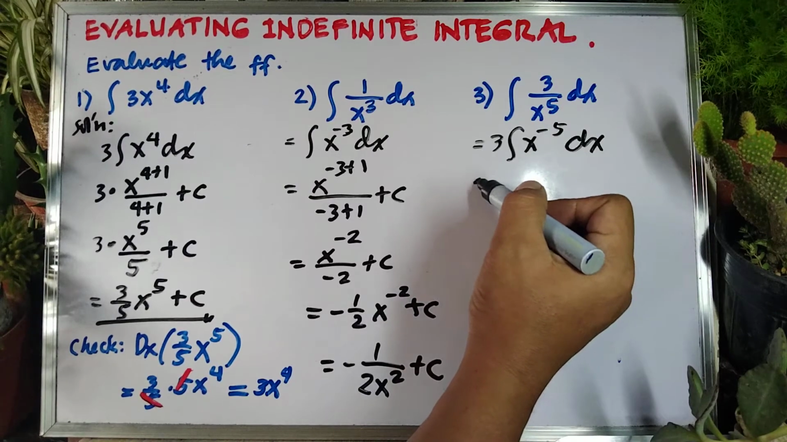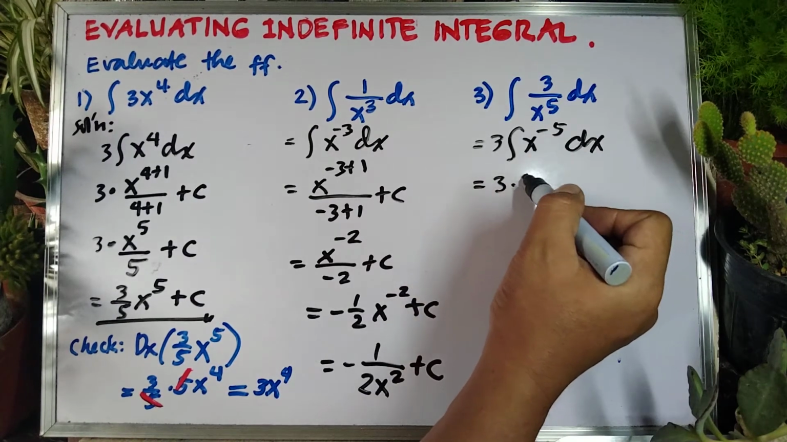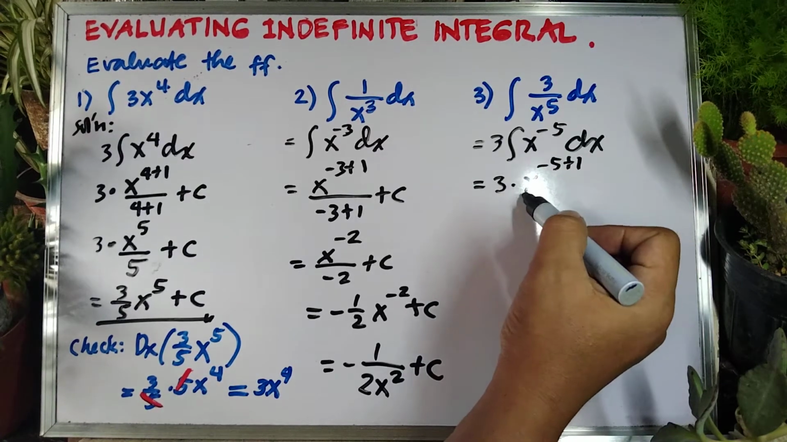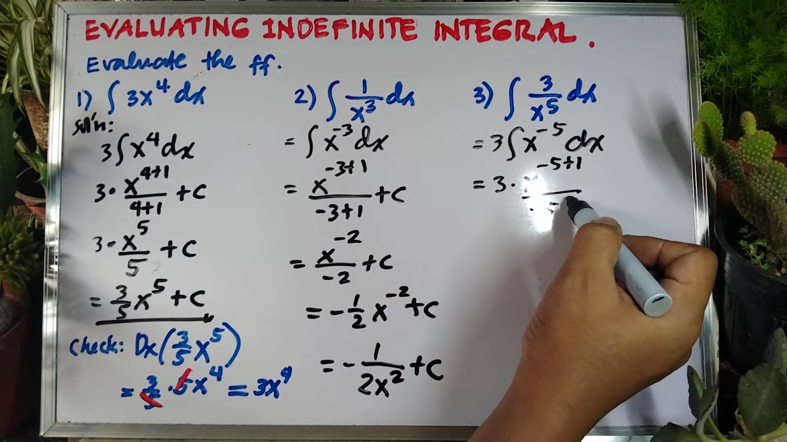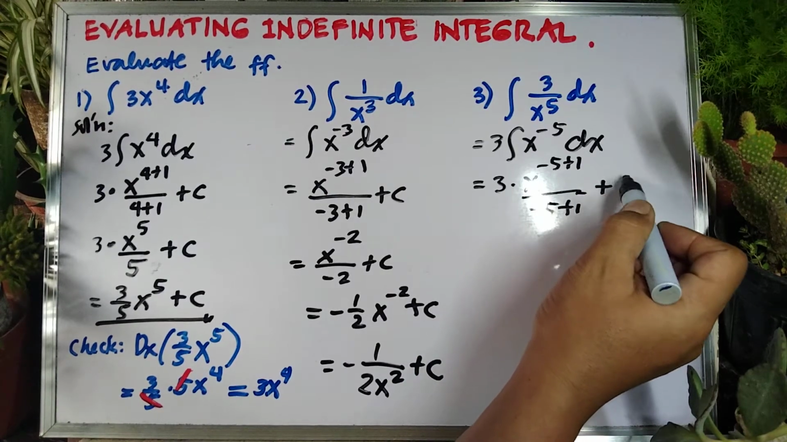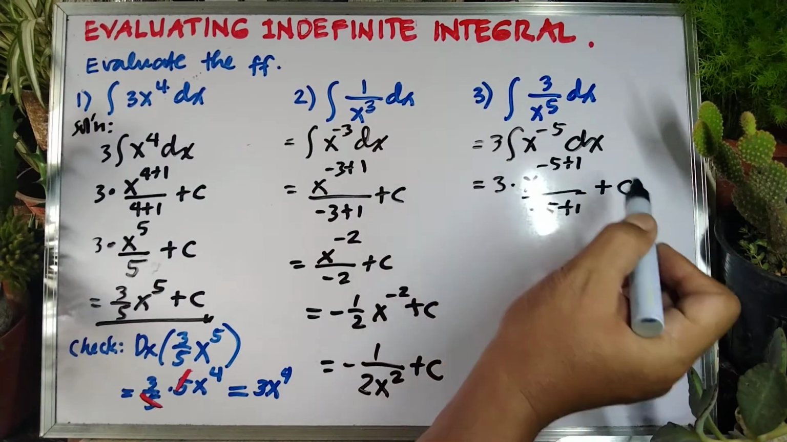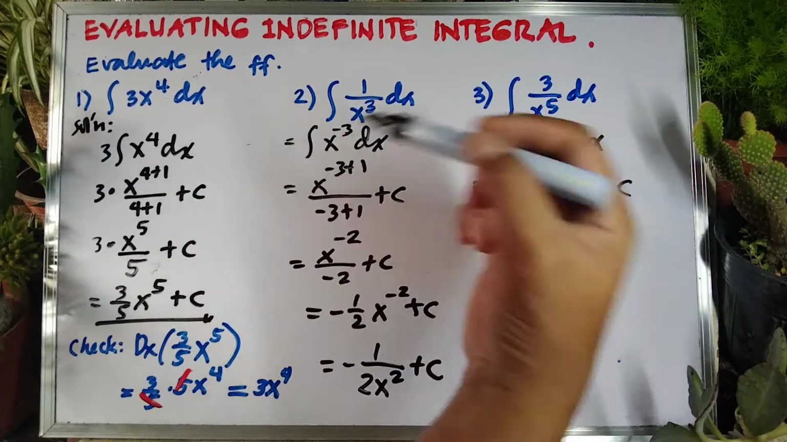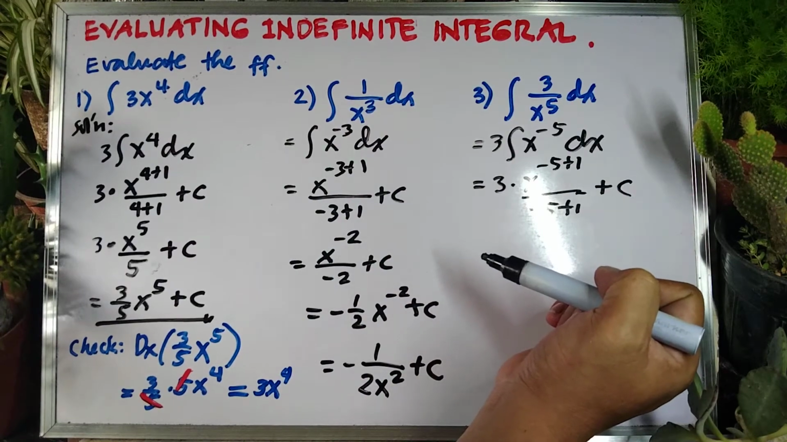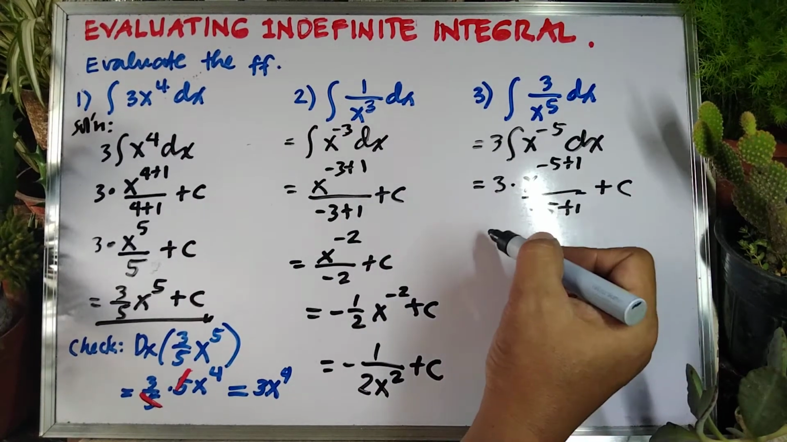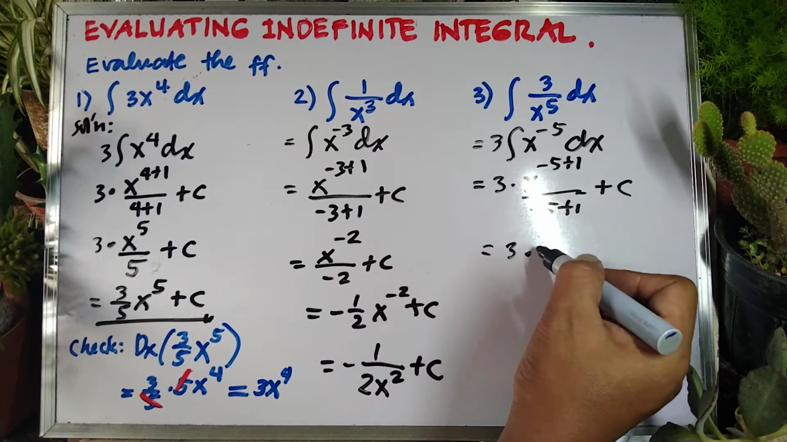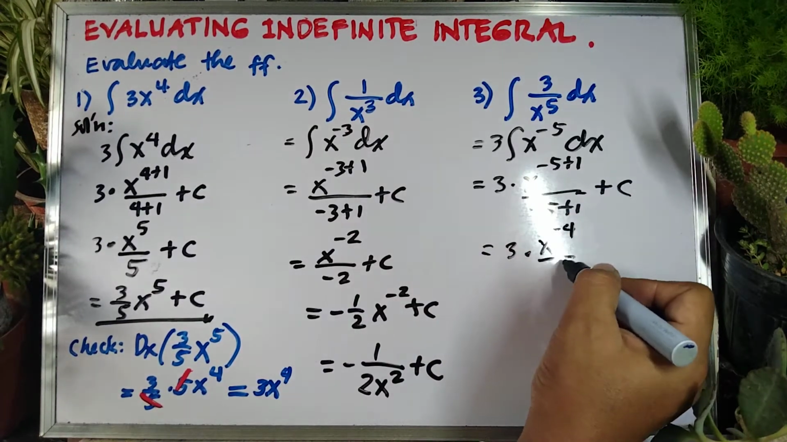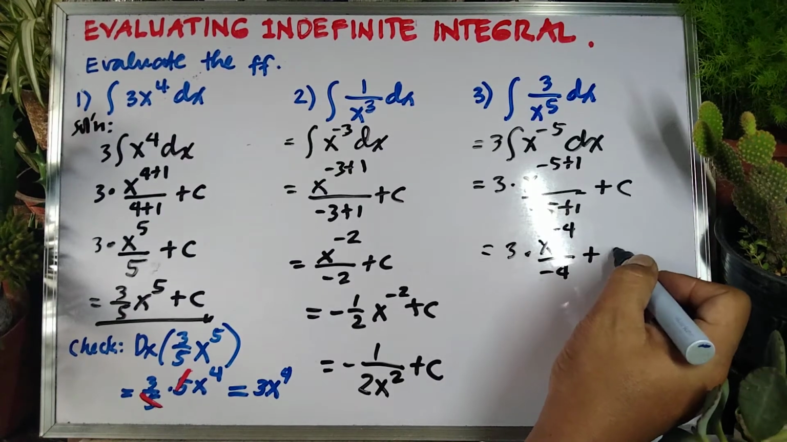So here you have 3 times the integral of x to the negative 5. We just add 1 and copy the exponent, negative 5 plus 1, then plus c, because you have already integrated, right? Don't forget to write plus c, the constant of integration, once you have integrated. Okay? So you have 3 times x, negative 5 plus 1 is negative 4, over negative 4, plus c.